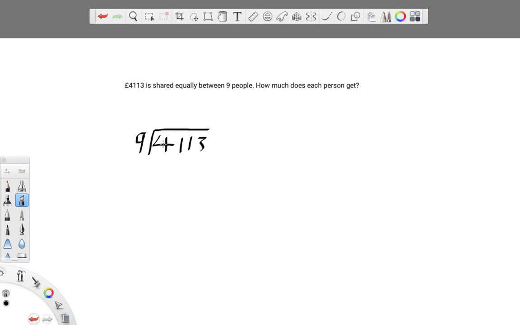So 9 goes into 4 0 times, so we carry the 4. 9 goes into 41, 4 times, remainder 5. 9 goes into 51, 5 times, remainder 6. And 9 goes into 63 7 times, so we should get £457 there. So each person gets £457.